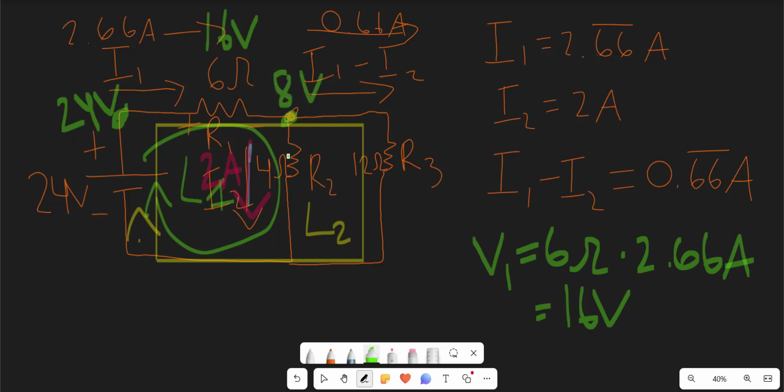And then if we go down the 4 ohm resistor, we have 2 amps of current going through the 4 ohm resistor. So 4 times 2 is 8. Therefore, it satisfies the electric potential at this node. So that confirms our work is correct.